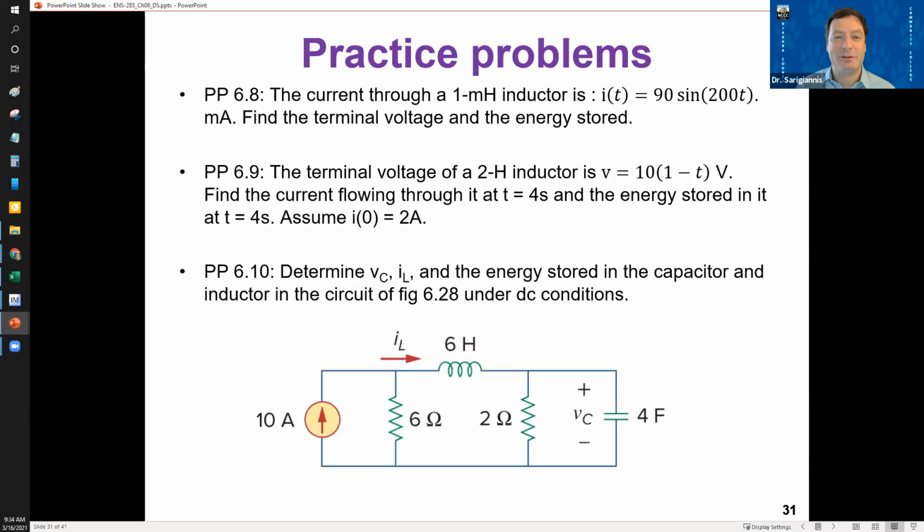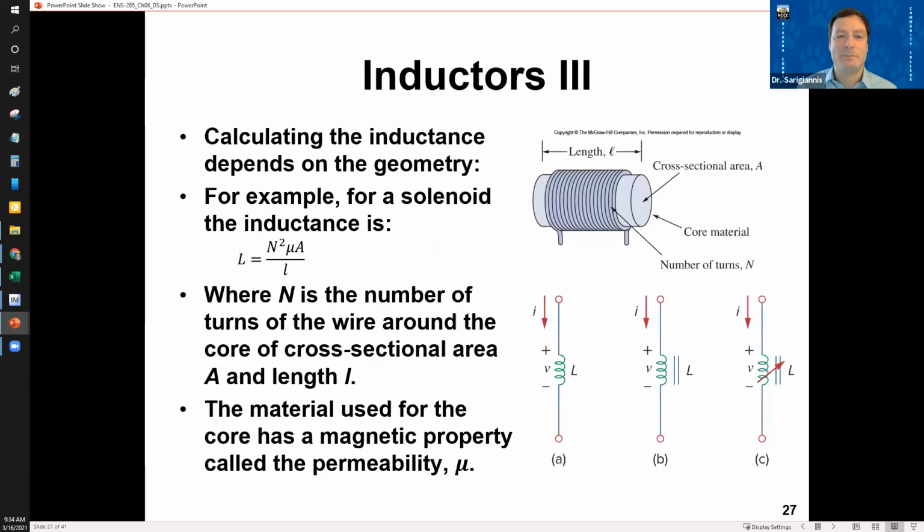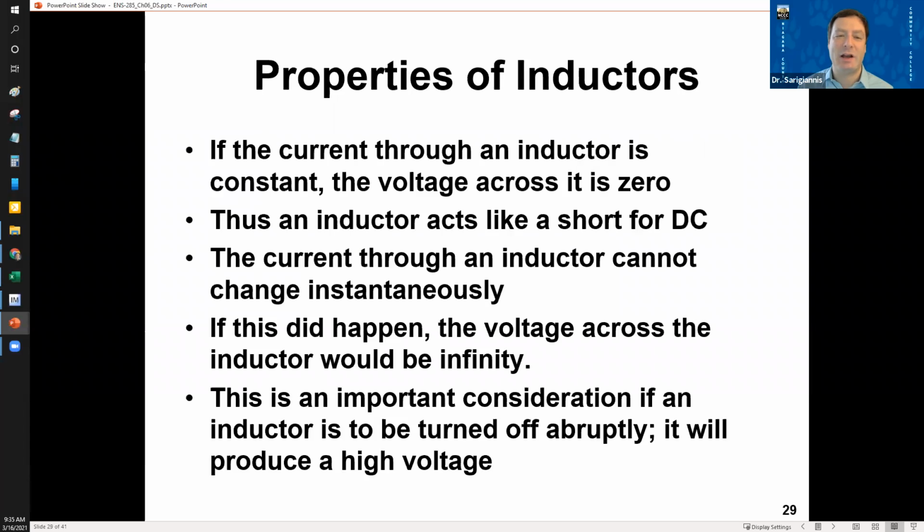Well, let's go back for a minute. Current-voltage relationship. Remember, in an inductor, the current is what changes with time. Well, obviously the voltage drop over the inductor changes with time, but the current is a function of voltage, which is a function of time. So if you have a constant voltage, at some point you reach a constant current. That's what we discussed.